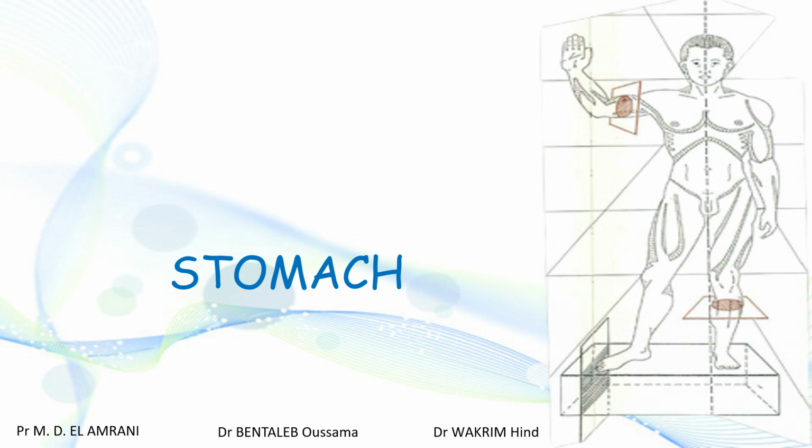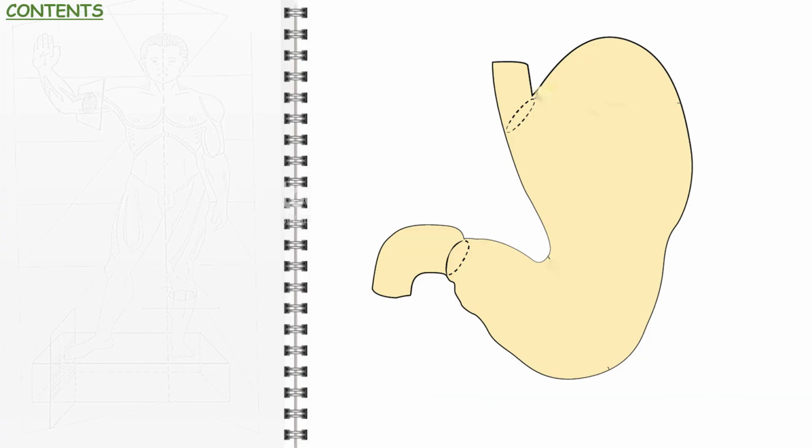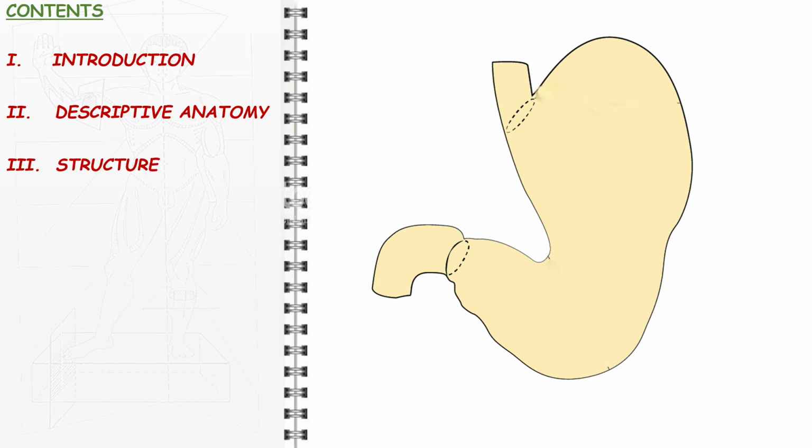In this video we will get to study the anatomy of the stomach, a major organ for the continuity of the alimentary tube as well as the normal process of digestion. We will start with an introduction to the stomach, providing its major role in the initiation of digestion. Following that, we will focus on the descriptive anatomy of the stomach, exposing its different portions.